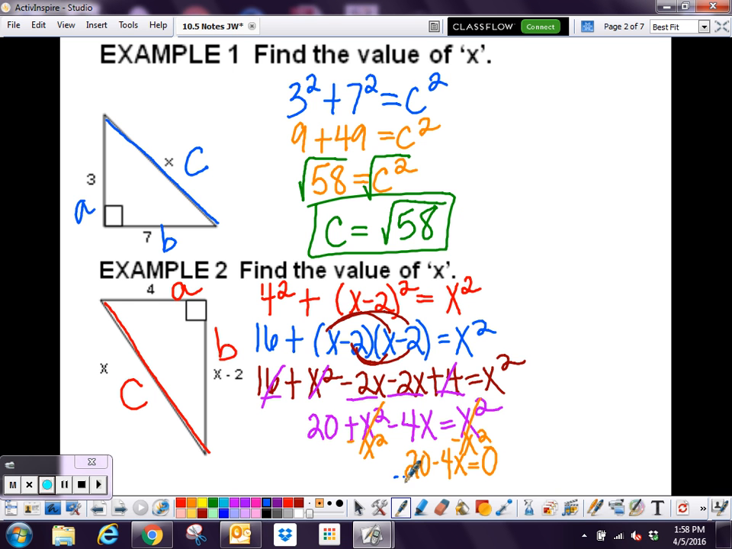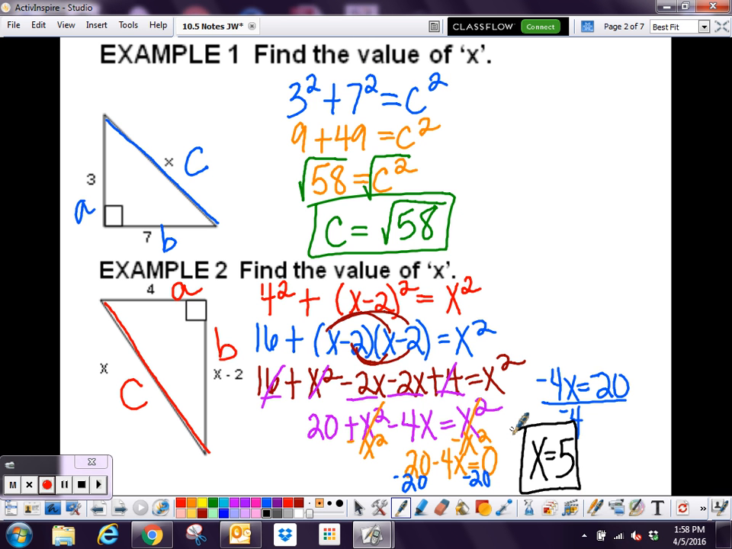So what I'm going to do is subtract this 20 and move it over. I'm just solving this for x. So I have negative 4x equals negative 20. Divide by negative 4. So after all that work, we find out that x is 5.